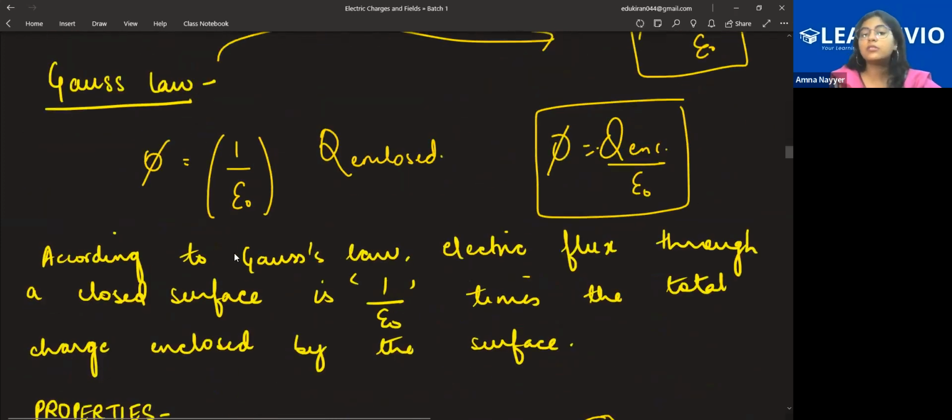So see, what is the Gauss theorem? According to Gauss's law, electric flux through a closed surface is 1 by epsilon naught times the total charge enclosed by the surface. This is your Gauss theorem. What are the properties of it? I'll discuss it. Just copy down the law at least. Then I'll discuss the properties with you.